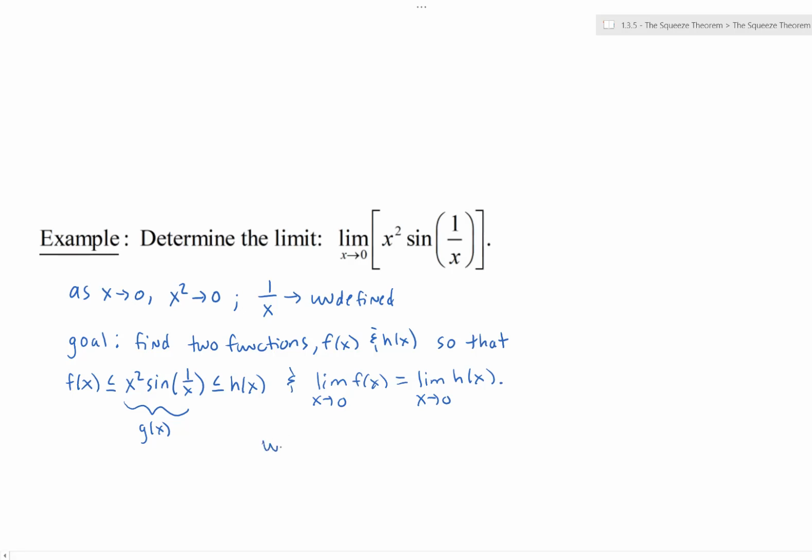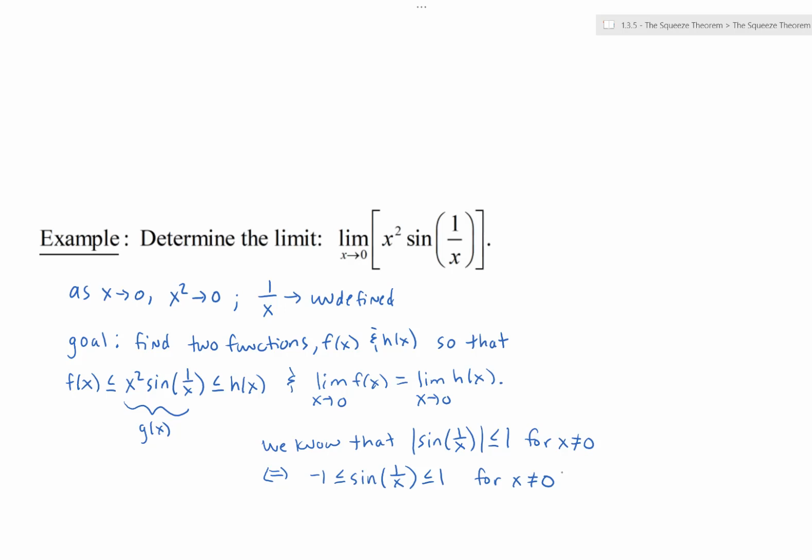So we know that sine of 1 over x in magnitude is always going to be less than or equal to 1 for values of x that are non-zero, because then it wouldn't be defined there. And really what that's saying, the same thing, is that -1 is less than or equal to sine of 1 over x, which is less than or equal to 1, again for values of x non-zero. So we have a first step here in constructing the goal of having our function that we're taking the limit of trapped in between two other functions.